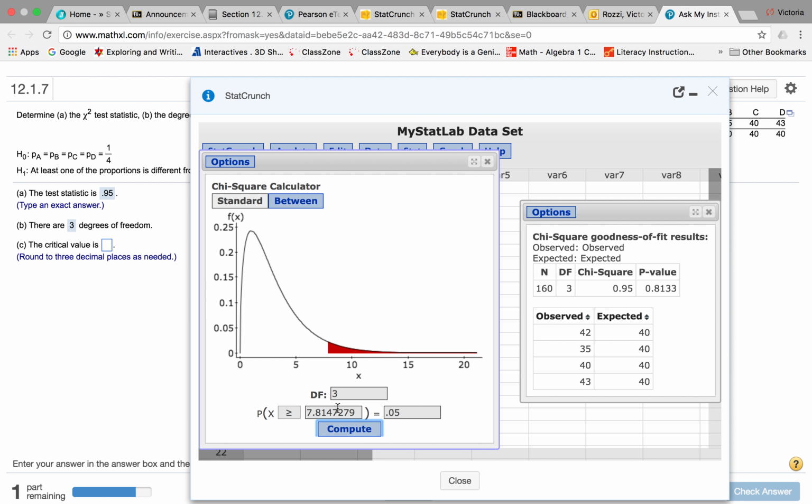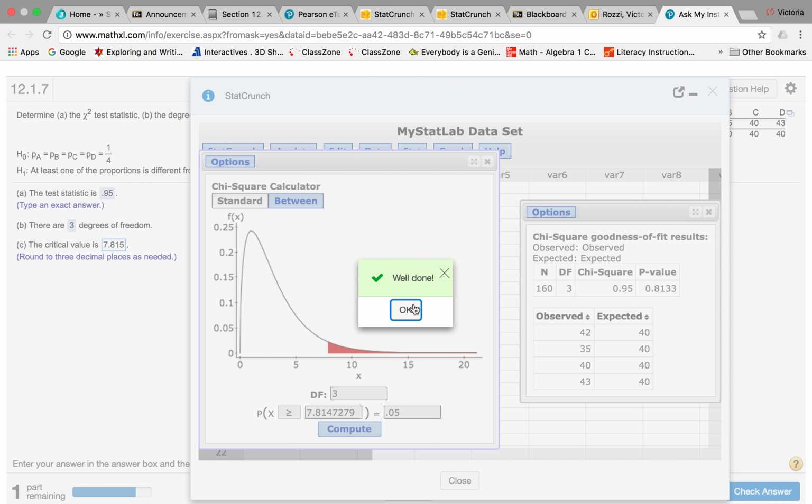So this critical value is the number 7.8147279. That's the value right there where the area to the right under the curve is 0.05, which is our alpha. So I can go over here and I need to round to 3 decimal places, so 7.815, because it has a 7 next to it. And I got it right, yay.